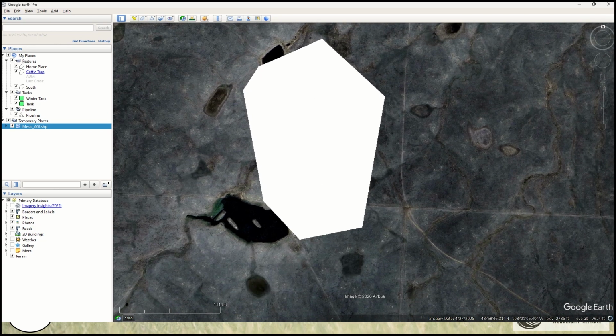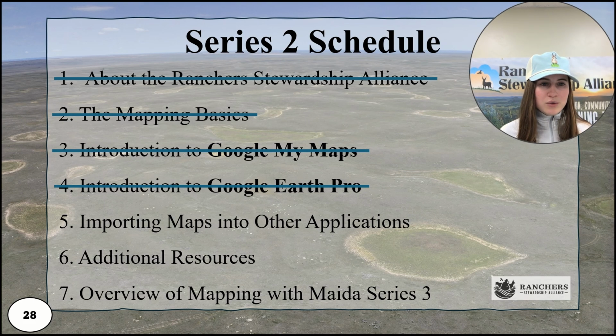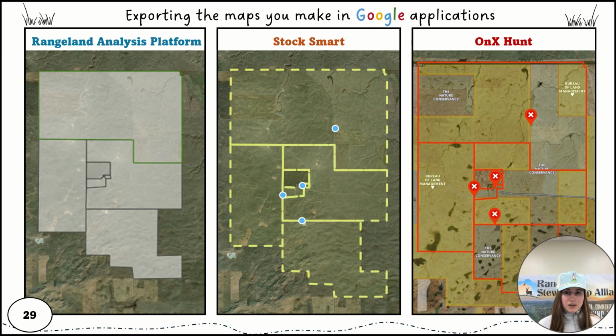So that's a little bit of an overview of exporting your KML layers, and then also importing shapefiles into Google Earth Pro. Now that we've wrapped up our tutorial of Google Earth Pro, we're going to jump into how we can import the layers that we made in Google Earth Pro and Google My Maps into other applications. So specifically, we're going to be looking at how you can import the maps you make in Google applications into the Rangeland Analysis Platform, StockSmart, and Onyx Hunt.